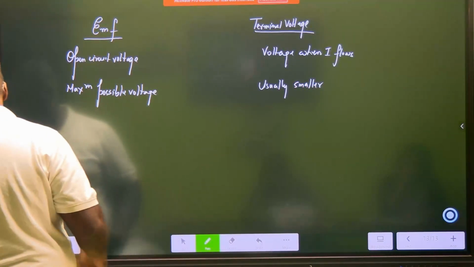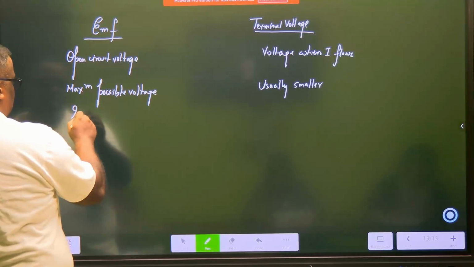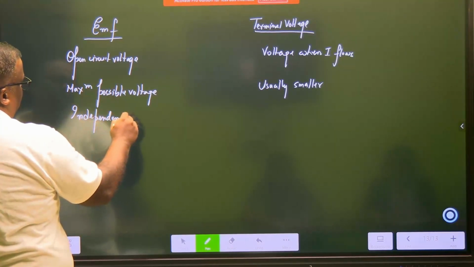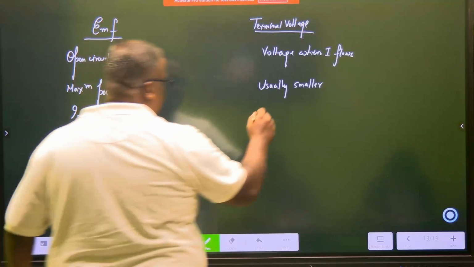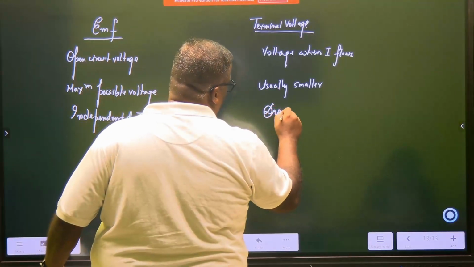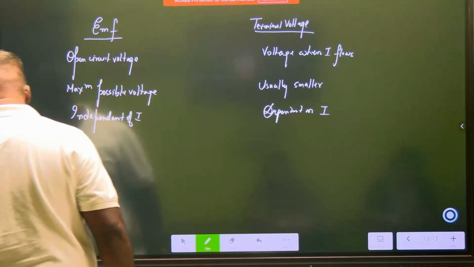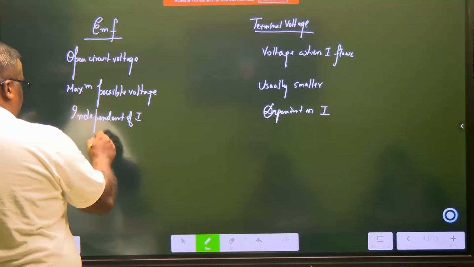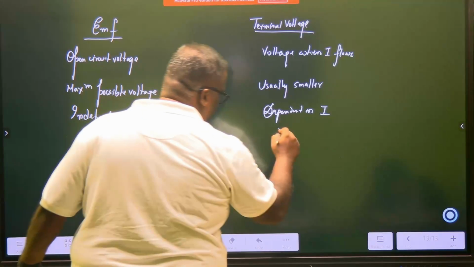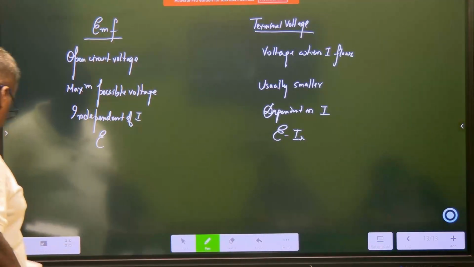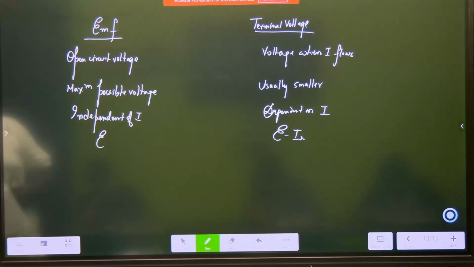Fine. This is independent of current because no current flows. This is dependent on current. Its value is E. Its value is E minus Ir. For any distinguished type of question, you can use this.